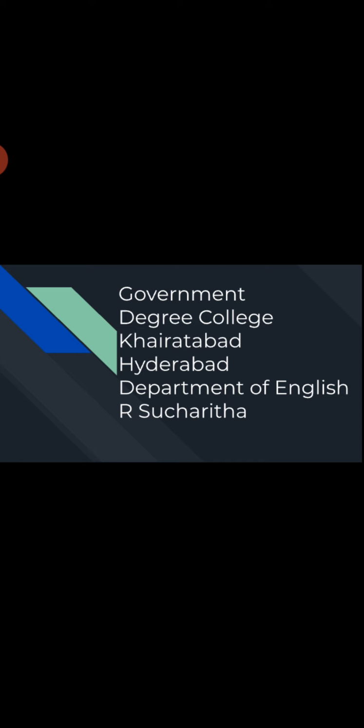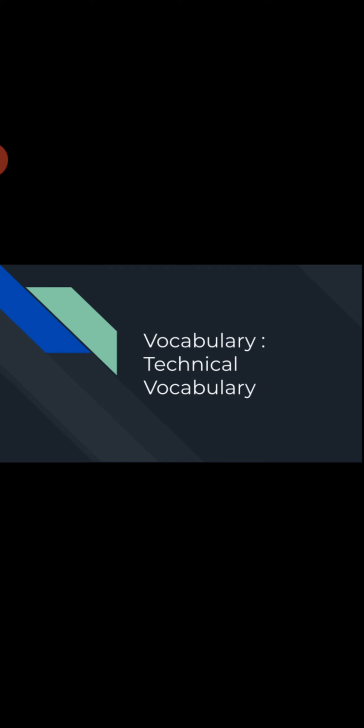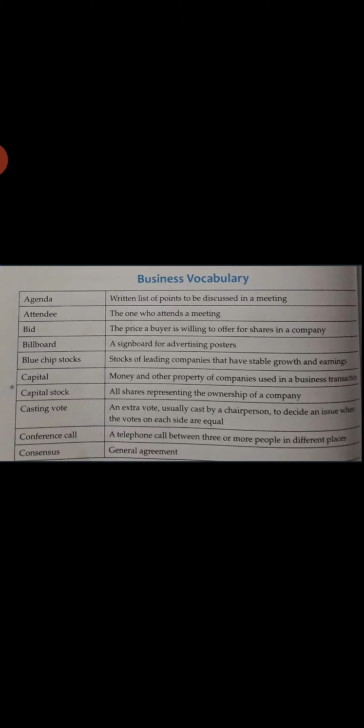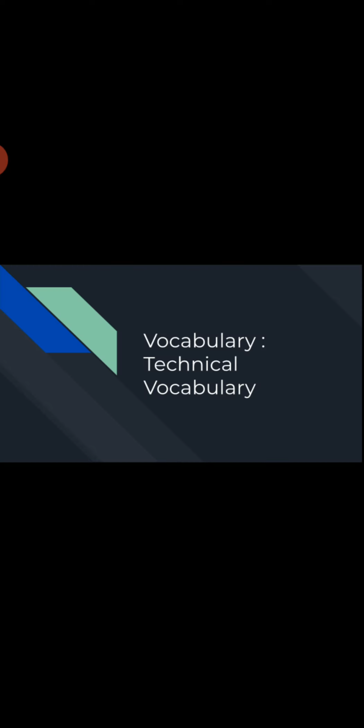So today we are going to learn about technical vocabulary. This is in your textbook on page number 90. So right from page number 90, 91, 92, 93, and 94, you have this technical vocabulary. So, what is this technical vocabulary we are going to learn today?